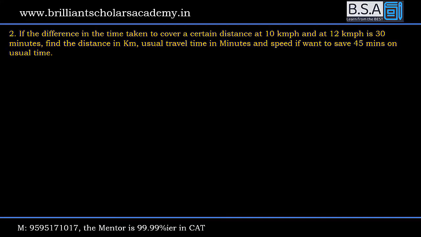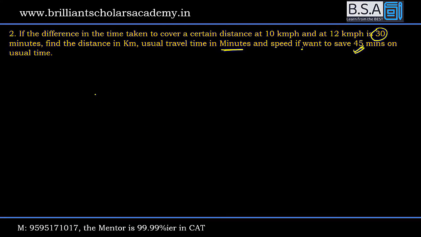If the difference in time taken to cover a certain distance at 10 kilometers per hour and 12 kilometers per hour is 30 minutes, find the distance in kilometers, usual time in minutes. What does it mean? Usual time in minutes to travel the journey, to complete the distance. And the speed, if I want to save 45 minutes. Right now, how much time is the person able to save? 30 minutes he can save. What if I want to save 45 minutes?